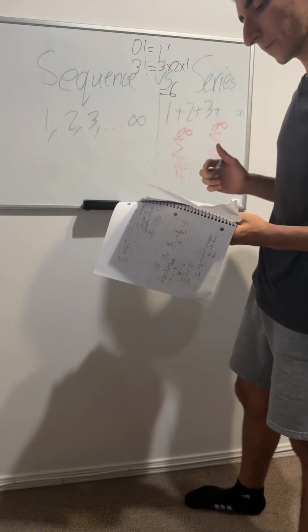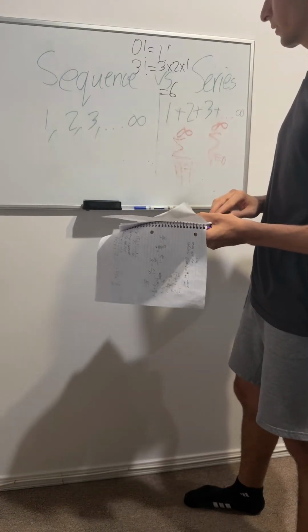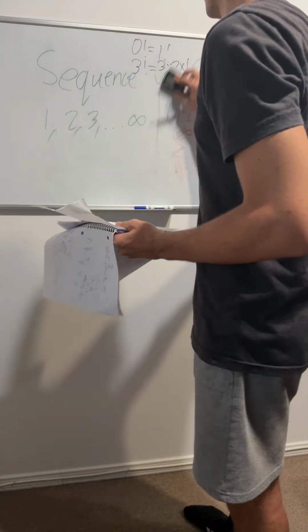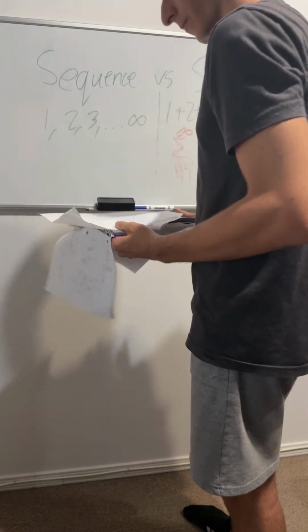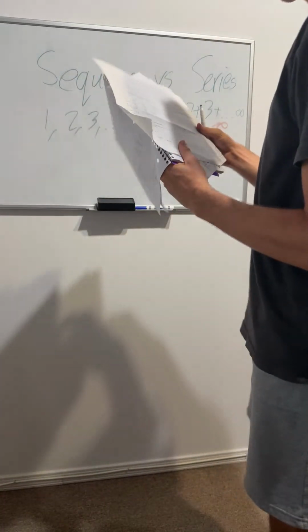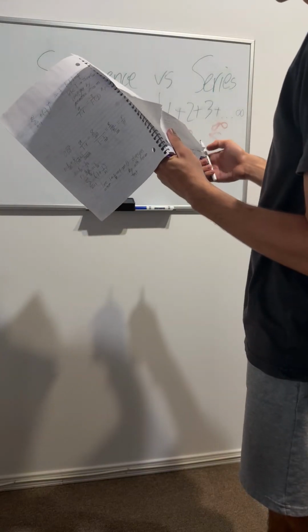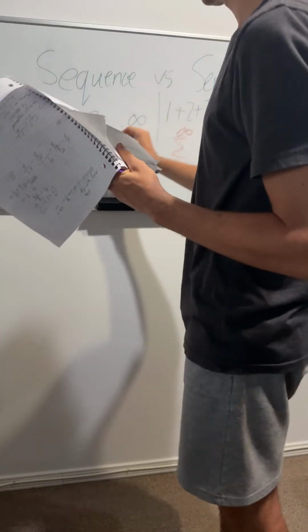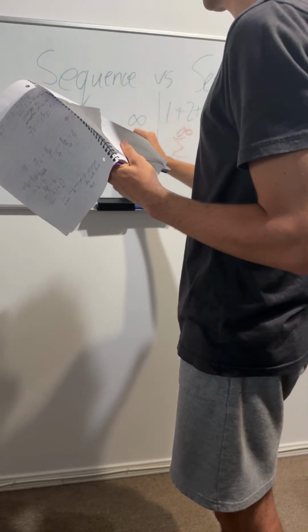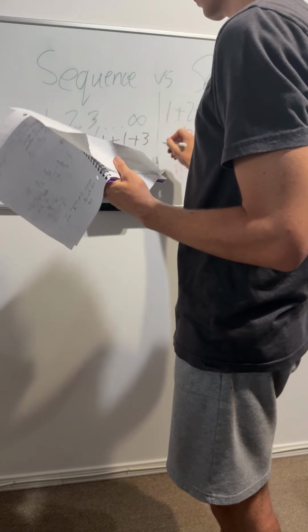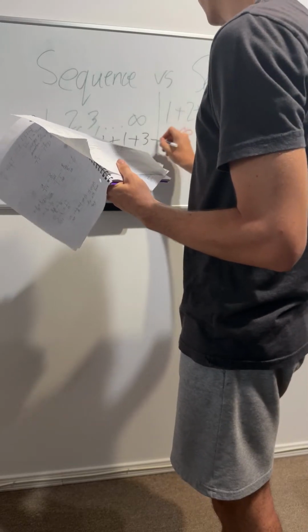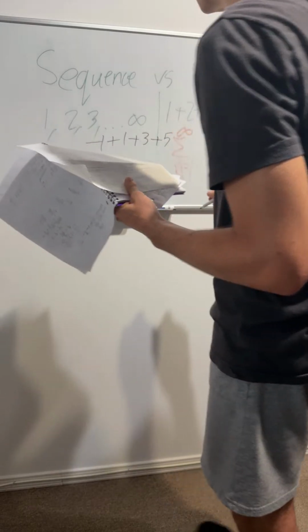So number 8. Where is this? Alright. So for number 8, let's write it down. We have -1 plus 1 plus 3 plus 5. Okay.